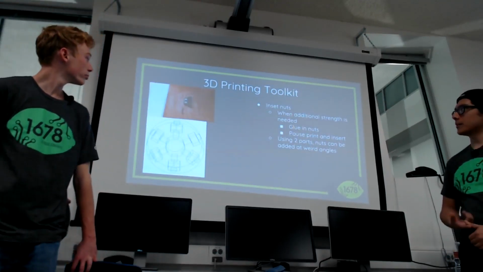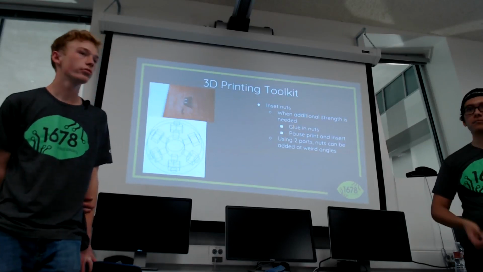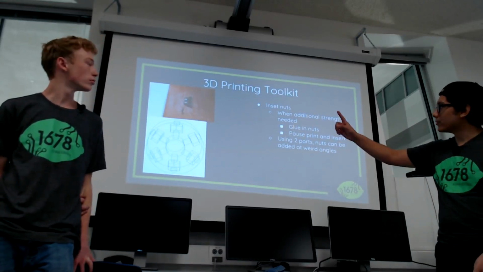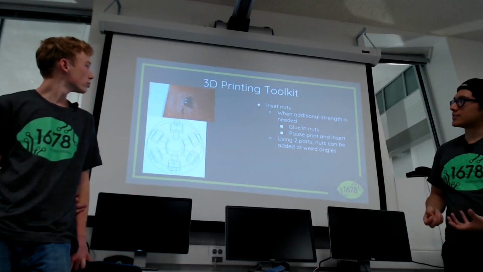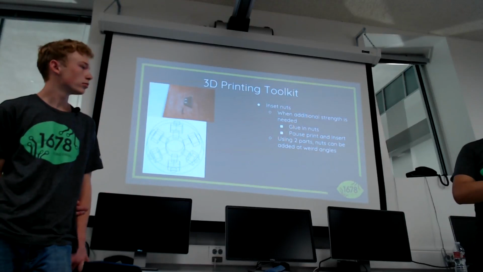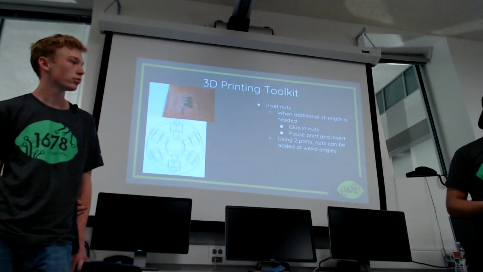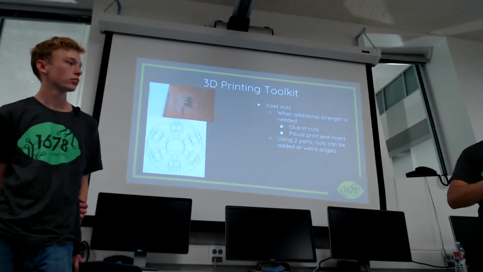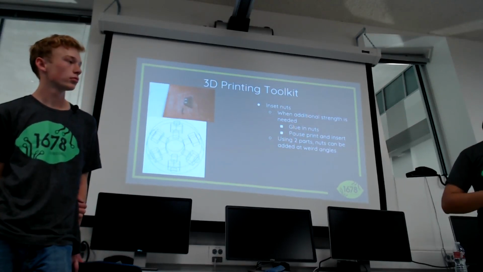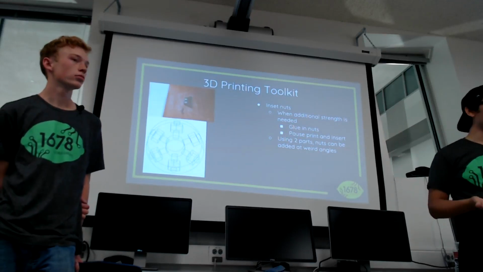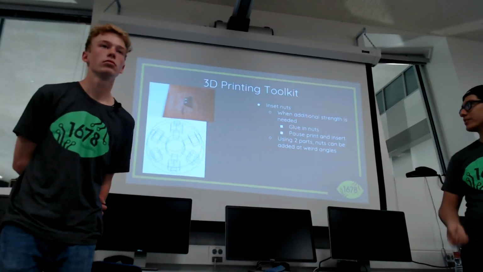Insert nuts. So there's a couple different ways to do these. These are really strong and fairly simple to implement. If you look up there, that was a pause print, and you can actually insert. What you do is you make a hexagonal profile, the same size as the nut that you're going to be using. And you can actually place it inside of the 3D printed part and continue to 3D print around it, so that when you need to bolt your part to something, you can simply screw into it.